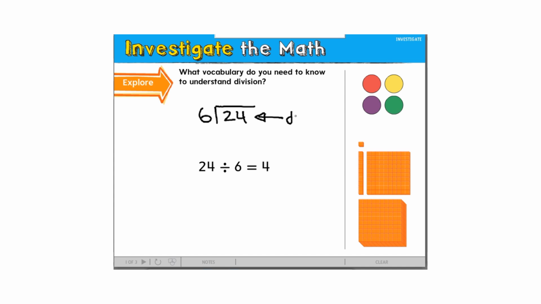This is the dividend. So I want you to write that down in your notes. The dividend is the number that is being divided. The divisor is this number. Do you think you could do that any quieter so people can make sure they get all the notes? All you need is a pencil. The number that goes up here is called the quotient.